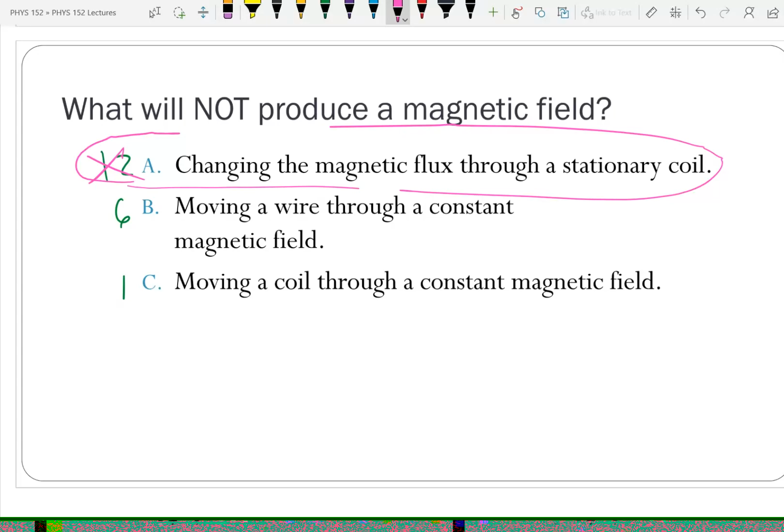The correct answer was supposed to have been this one here, because this was supposed to be rotating. It's still moving, but moving you tend to think of as translating rather than rotating. But changing the magnetic flux through a stationary coil is definitely going to create an induced magnetic field. All right, that's the end.